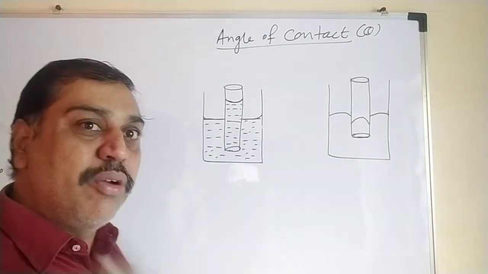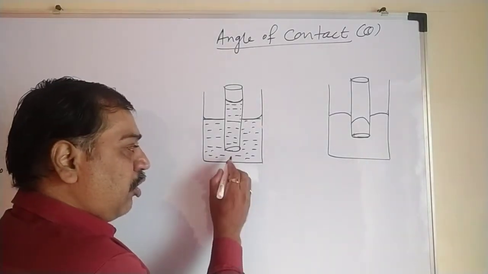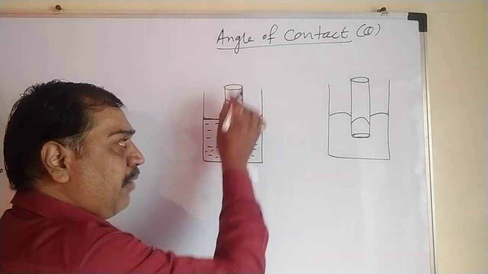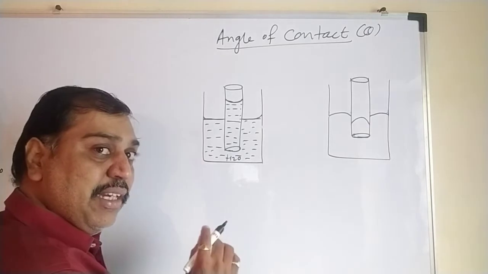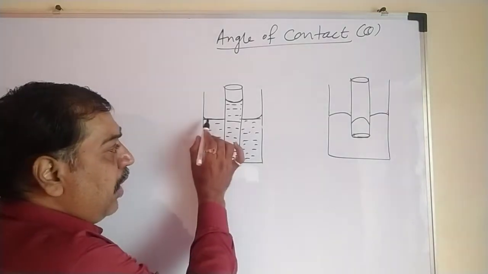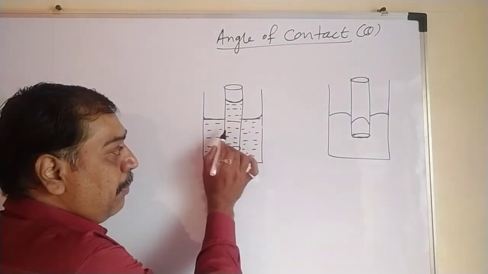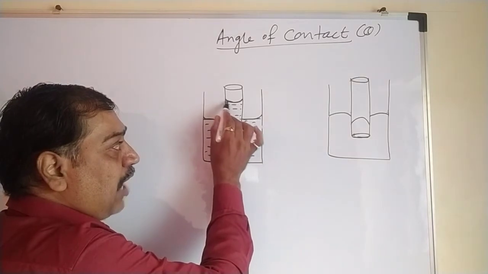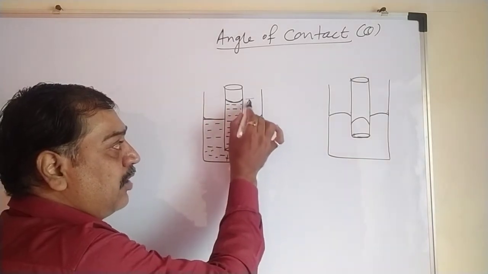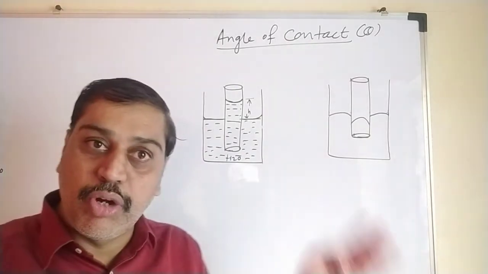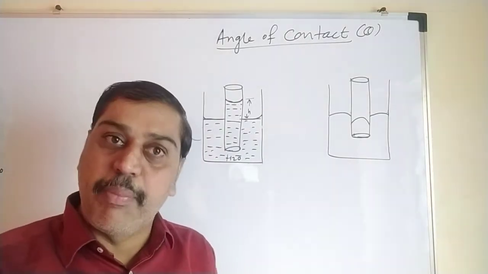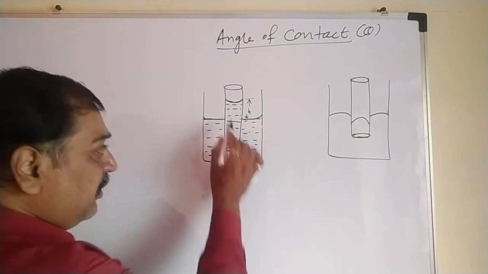When the capillary tube was kept in this water, suppose this is water we have taken, in the water we have kept this capillary tube. It is surprising that it is seen under the microscope that the water level in the beaker is up to this, but in the capillary, the water rises to a certain height. So this is the height the water rises in the capillary tube. And this rise in the level of water we'll see in the next subsequent topic. Our aim here is the shape that gets formed.